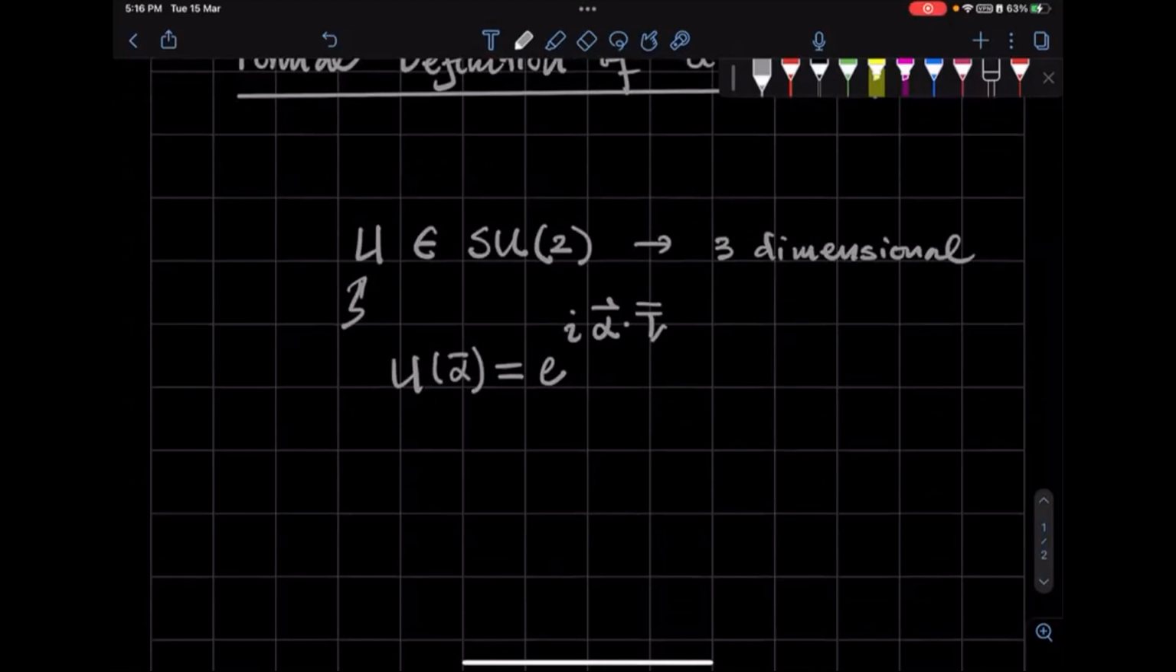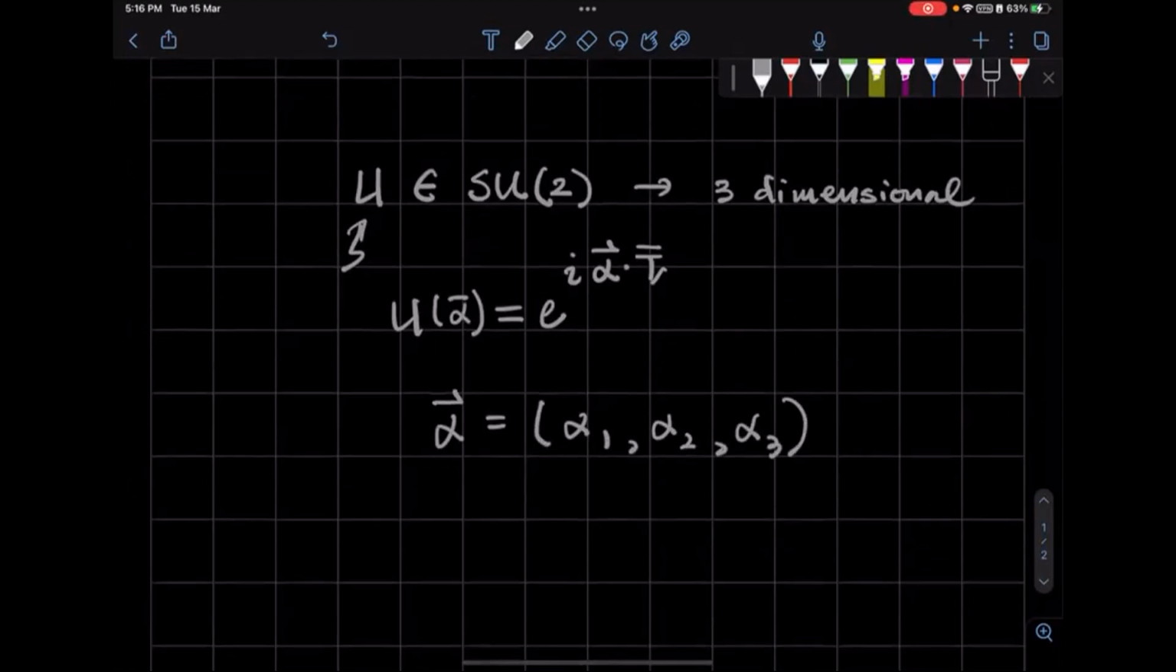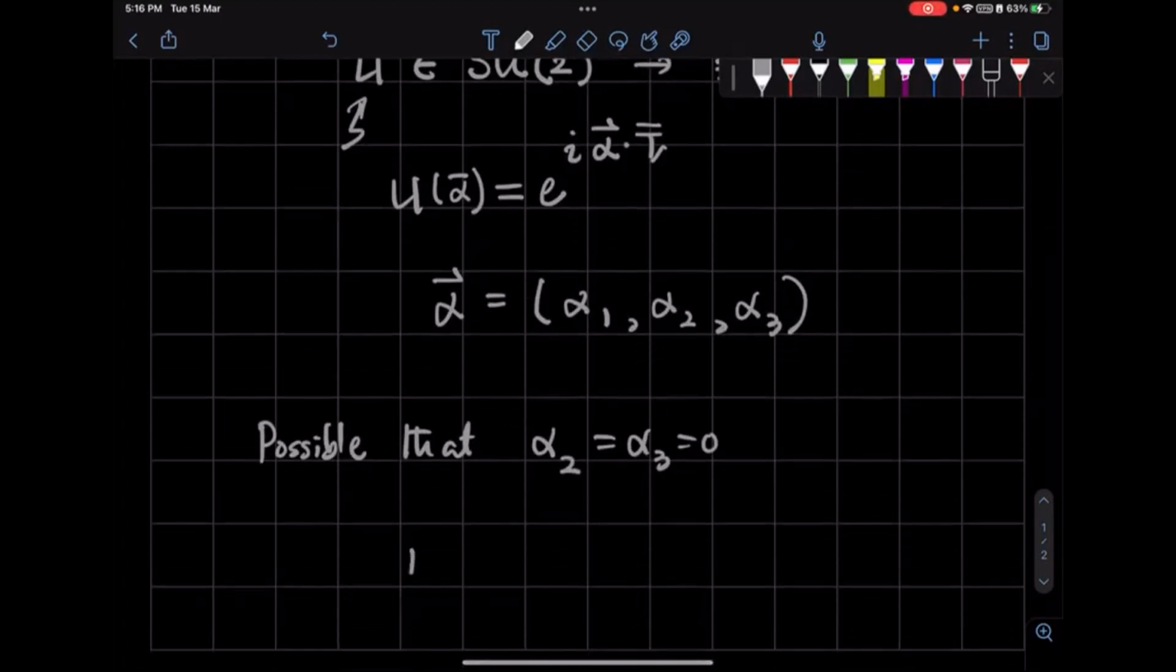So does this mean alpha 1, alpha 2, alpha 3? So if alpha has three coordinates, it will give rise to three unitary matrices. Yes, in general. So for example, if alpha is a set of three numbers, alpha 1, alpha 2, and alpha 3, it may be possible that alpha 2, alpha 3 is 0. In that case, we have just our matrix depending on alpha 1, and this equation becomes e to the i alpha 1 tau 1.